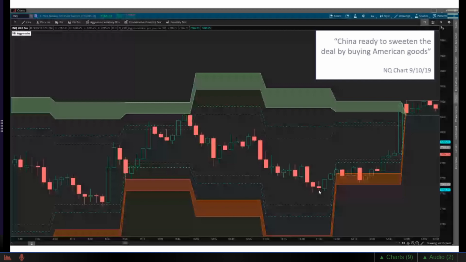Now we'll go through a next example, and this is, I think, more of your tweet type of event where we had this event hit the market. It was sudden, it was unexpected, but we had news come out that China was ready to sweeten the trade war deal by buying American goods, and this was on September 10th.